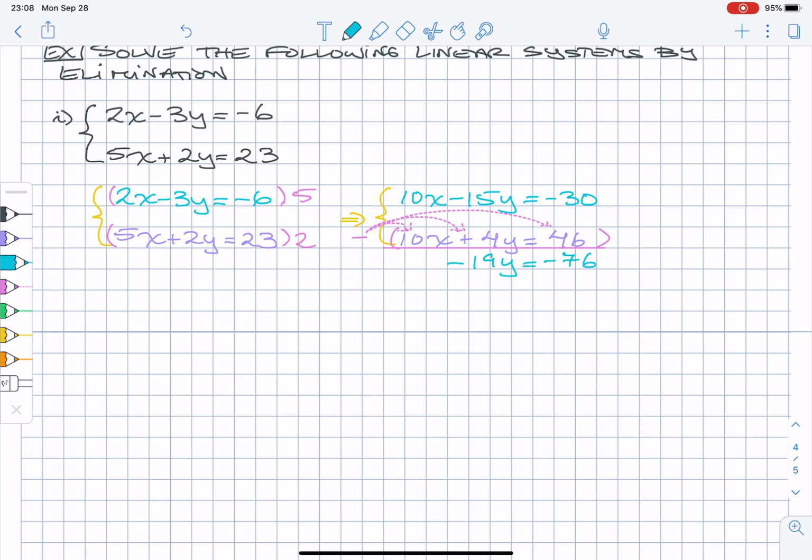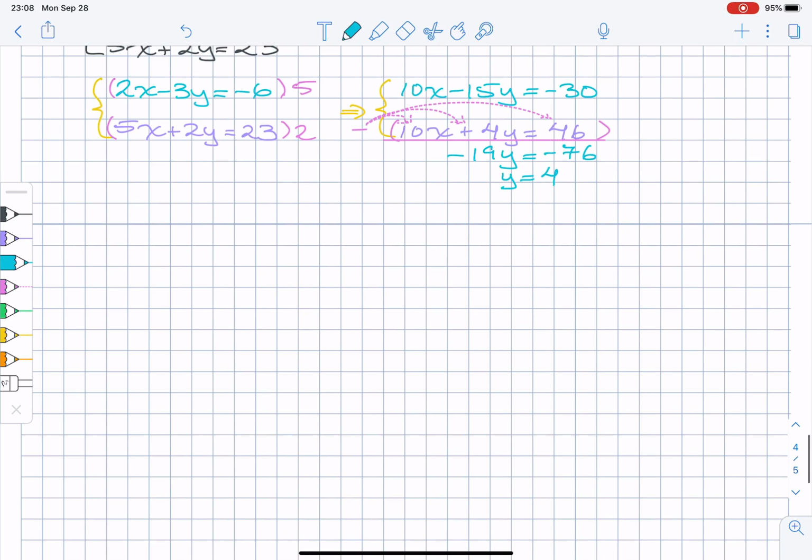Okay, well, how many times does 19 go into 76? Well, what's interesting is 76 is 4 shy of 80, and 20 times 4 is 80. So I claim that y is positive 4. Okay, so I've solved for y using elimination. What I could do at this point is go back and back substitute, but I'm going to do this same process for x now, to solve for x using elimination.